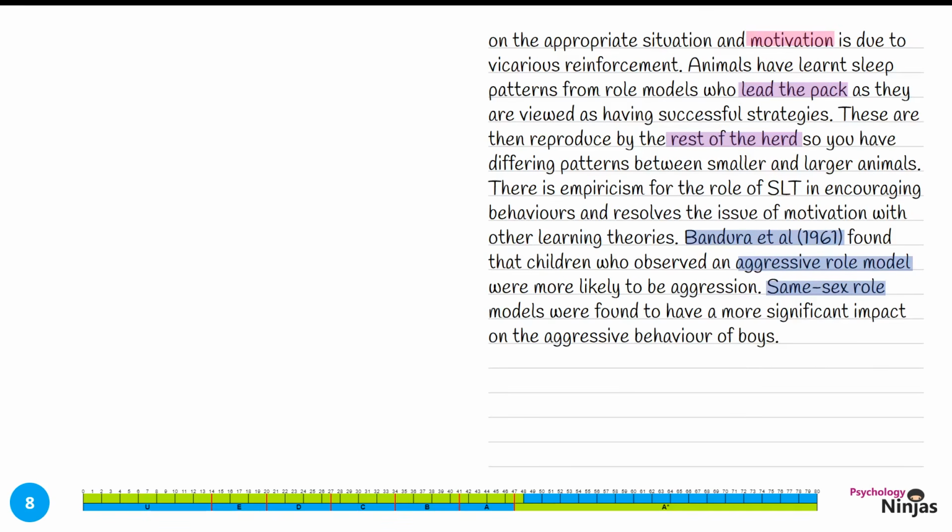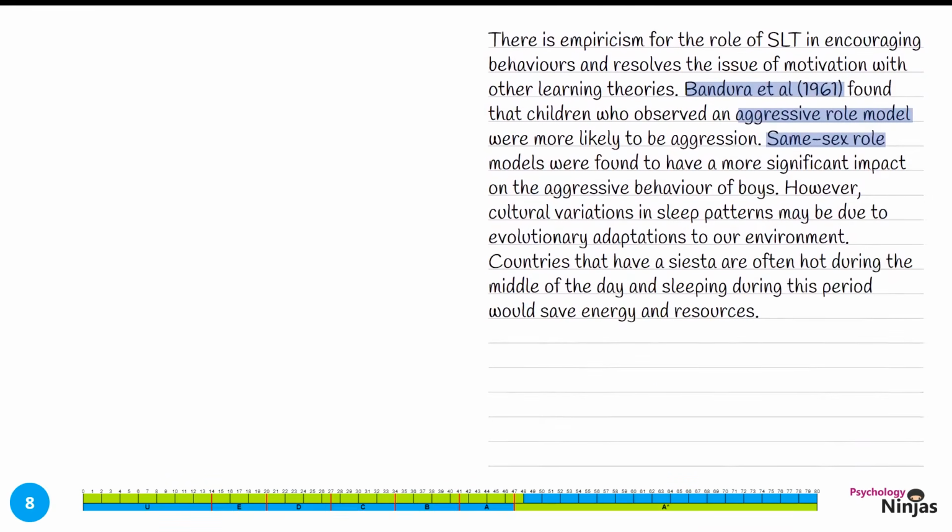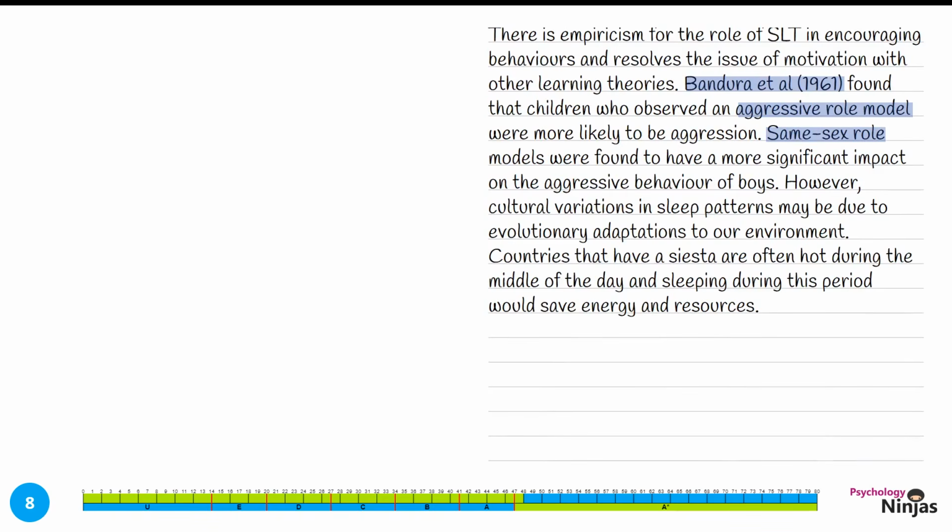It's time to give a counter-argument now to elaborate in our evaluation. However, cultural variations in sleep patterns may be due to evolutionary adaptations to our environment. Countries that have a siesta are often hot during the middle of the day, and sleeping during this period could save energy and resources. We've used counter-argument for cultural variations, and we've said that this might have an evolutionary advantage, so giving a counterpoint to learning theories. We've used our example of a siesta here, however you could use something else that might be more appropriate.